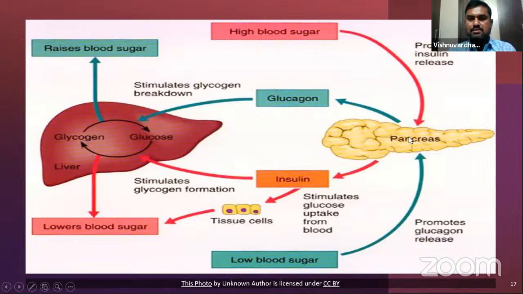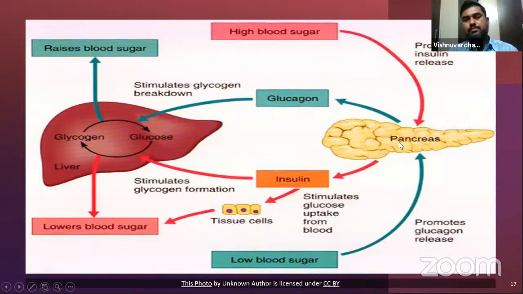When receptors in the pancreas detect low blood sugar levels, it produces glucagon. It causes the production of glucose from glycogen. This will raise blood sugar. This is the feedback mechanism.